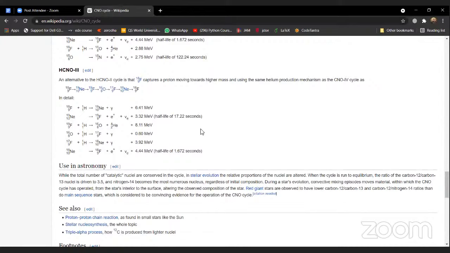Oxygen 16 captures a proton and gives fluorine 17 and a gamma ray, releasing 0.6 mega electron volts of energy. Fluorine 17 captures a proton to give neon 18 and a gamma ray. Neon 18 has a half-life of 1.672 seconds, and decays into fluorine 18, giving out a positron and an electron neutrino, completing the hot CNO3 cycle.